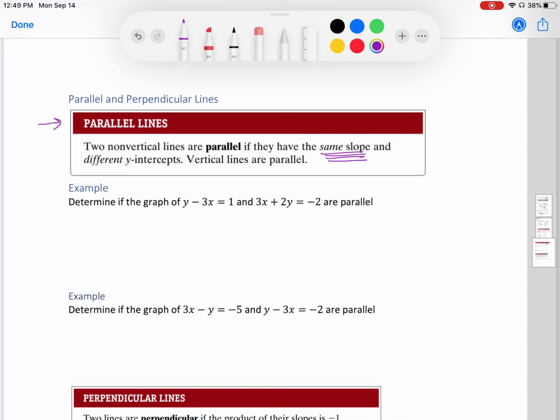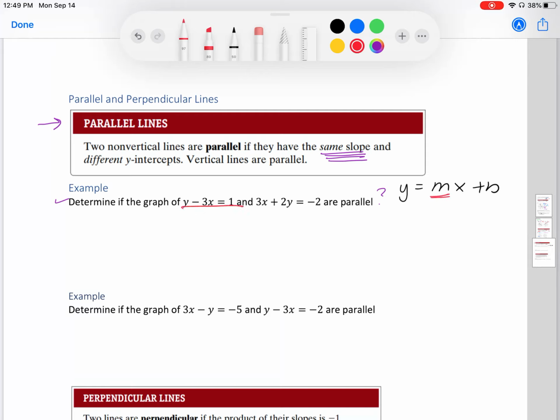So let's do the example. Determine if the graph of y minus 3x equals 1 and 3x plus 2y equals -2 are parallel. So we don't know. We have to be able to identify their slope. And they're not a situation where I can just pick out the slope. So let's take the time to solve for y so that I have y equals mx plus b. That way I can just pick out what that slope is.